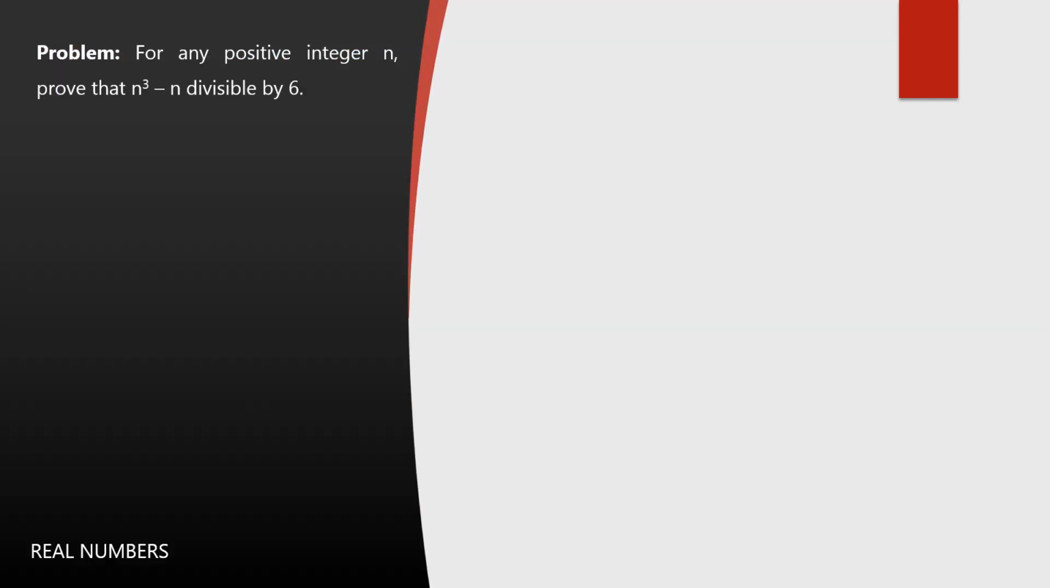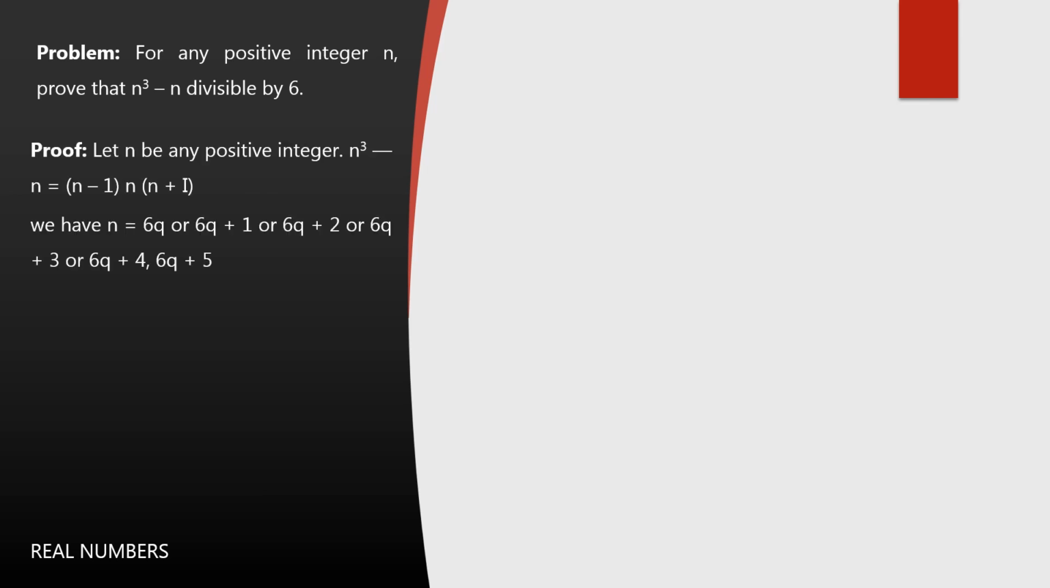Let's solve one more problem. For any positive integer n, show that n cube minus n is divisible by 6. Now you have to check that n is a positive integer. Okay. Let n be any positive integer. We will have n cube minus n. Let us simplify this. n cube minus n is equal to, again taking n common, n into n square minus 1.